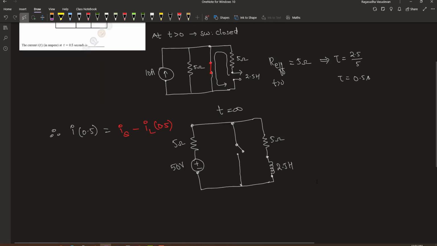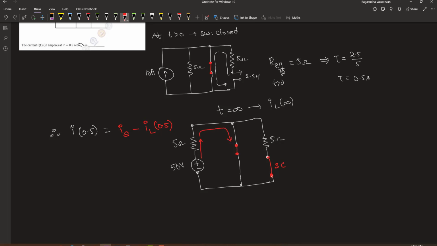At t equal to infinity, let us find out the IL of infinity. During this time, the switch is closed and the inductor is fully charged. A fully charged inductor is just a wire, so we can replace it with a short circuit. Therefore, at time t equals infinity, the source supplies power to this 5 ohm resistor and it directly jumps into the shorted path, leaving out this path, and this circulates back into the source. Therefore, IL infinity will be 0 ampere.